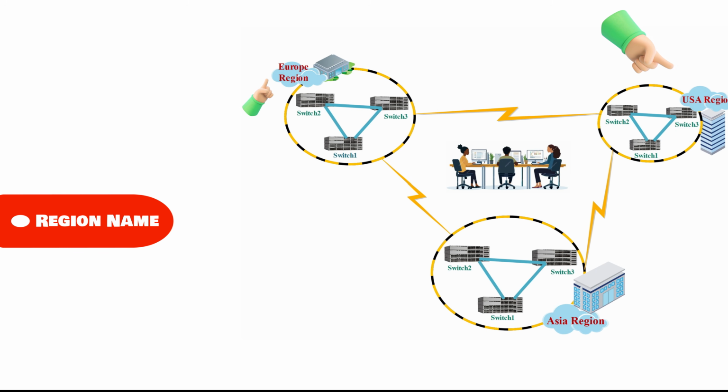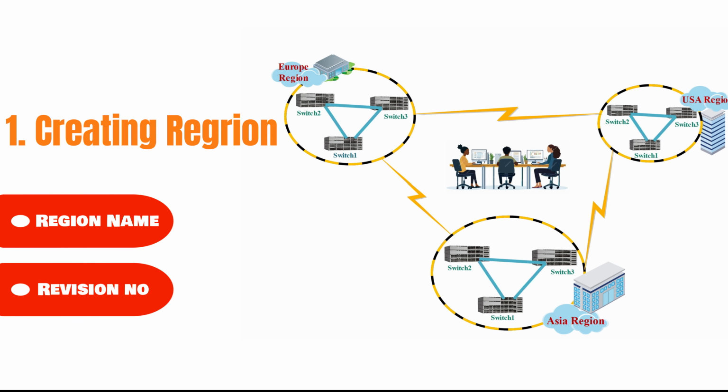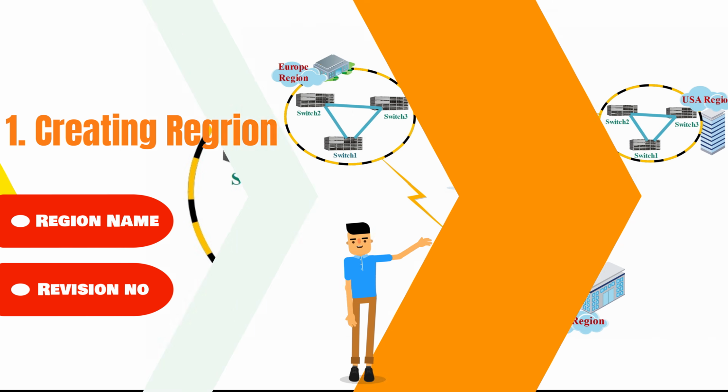First, the region name, a unique name for each region. Second, the revision number, a number representing a version of the MSTP configuration. After we have identified the region, it shows how many switches each region has. Currently, we have 3 regions: the Asia region, Europe region, and USA region. And for the time being, we are going with the Asia network infrastructure, or Asia region.